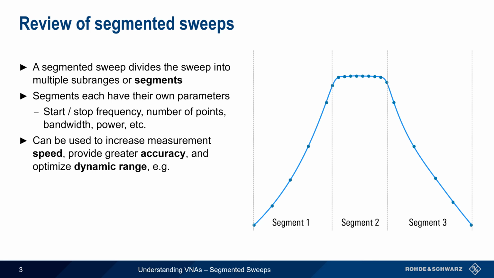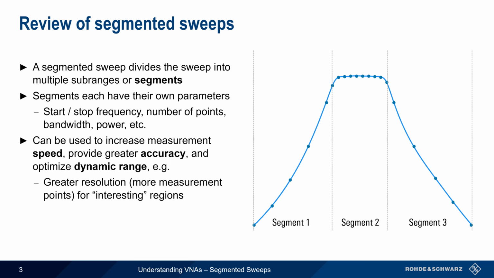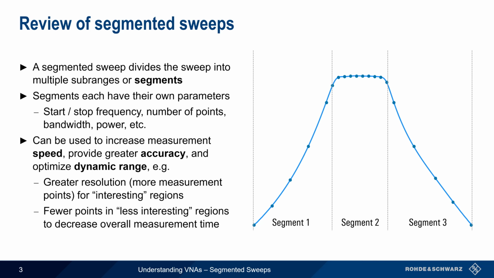As shown in this example, more closely spaced points can be used to provide greater resolution for the more interesting parts of a trace, such as the passband of a filter, and fewer points can be configured for less interesting regions in order to reduce overall measurement time.